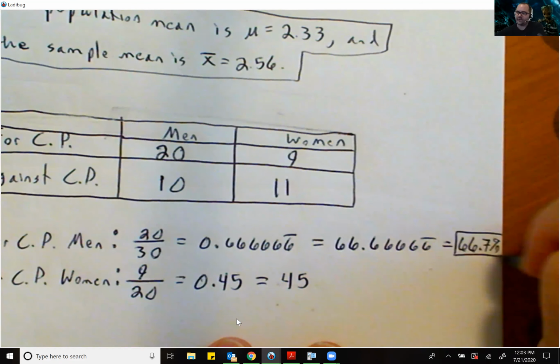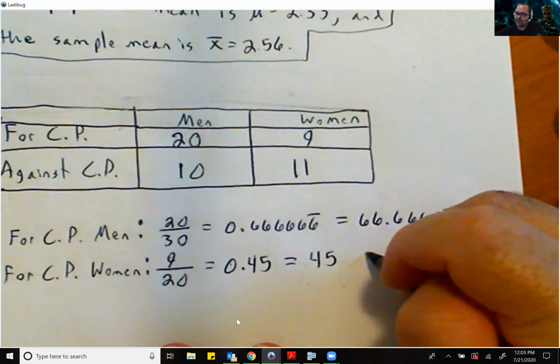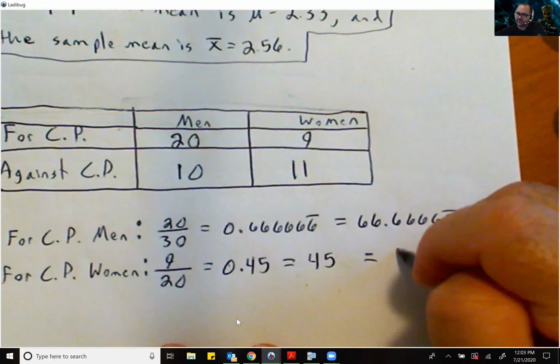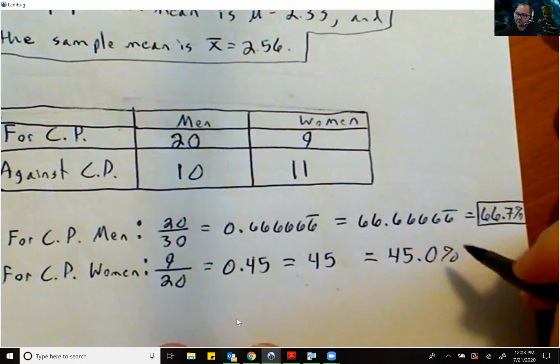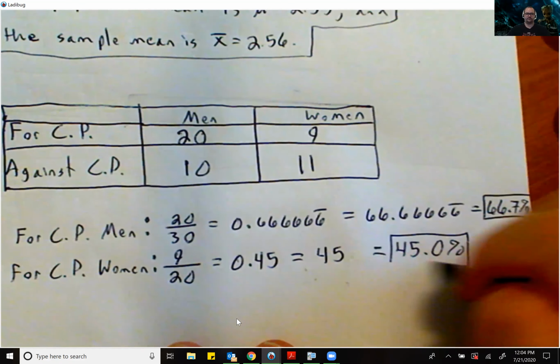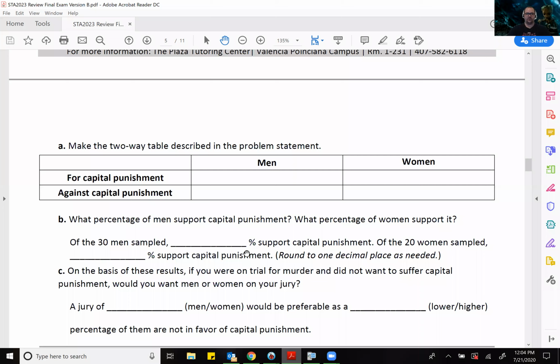This is already rounded to 1 decimal place, but our computer likes us to put in the 0.0. So 45.0%. And there we go. So 66.7%, 45%.